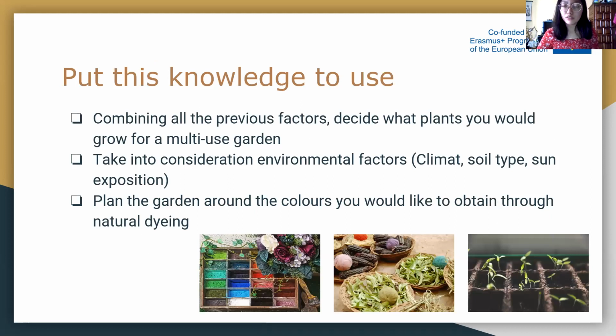Put this knowledge to use. Combining all the previous factors, decide what plants you will grow for a multi-use garden. Take into consideration environmental factors, climate, soil type, sun exposition, and plan the garden around the colors you would like to obtain through natural dyeing.